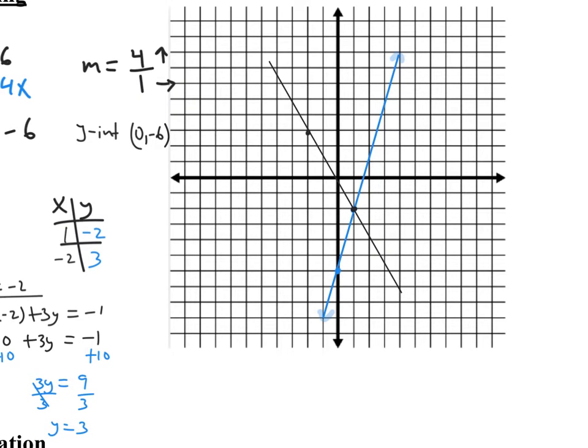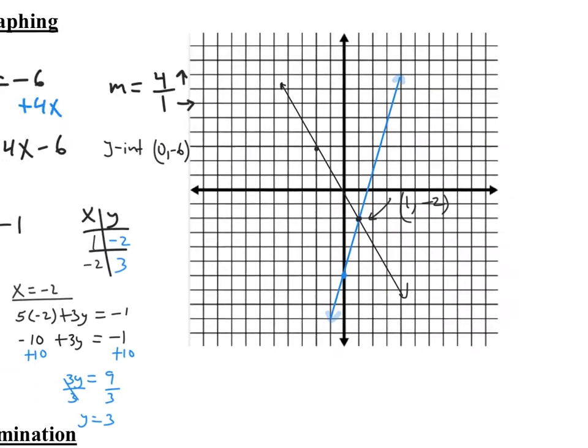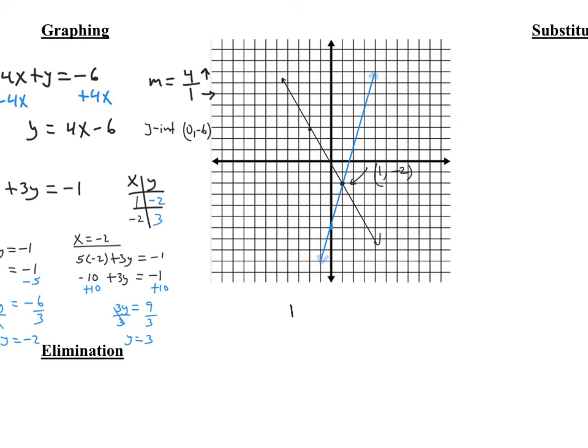And of course you can tell that the point of intersection is this point right here, okay? That point being 1 comma negative 2, which means that is my solution to this system of equations, 1 comma negative 2. The point of intersection is what you're looking for. Okay, so with that said, that takes care of the graphing method. Let's go ahead and go over to the substitution method.